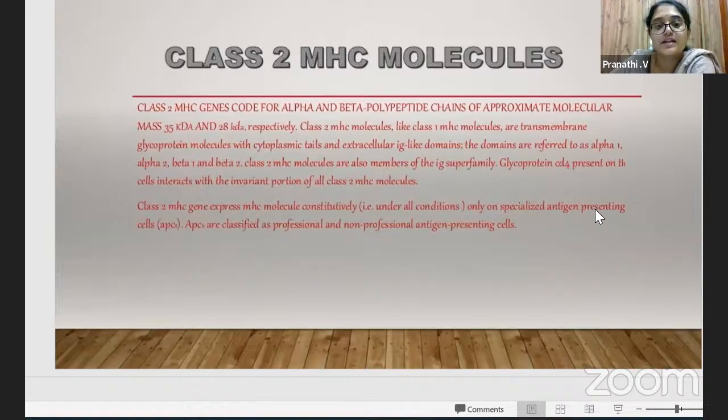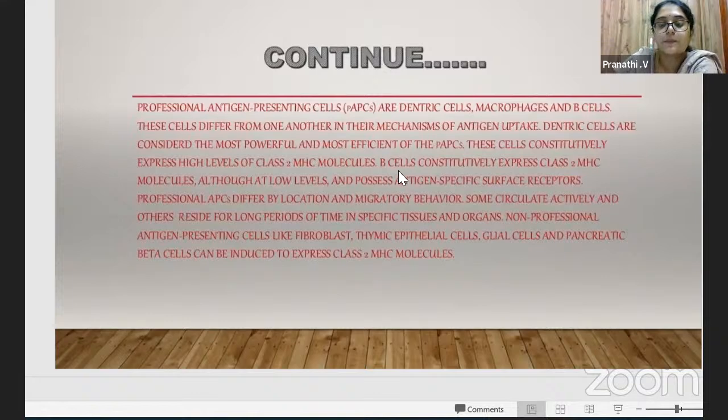And they are found only on the specialized antigen presenting cells. APCs are classified as professional and non-professional antigen presenting cells. These include the dendritic cells, macrophages, and B cells, which differ from one another in the mechanism of antigen uptake. Dendritic cells are powerful antigen presenting cells with high levels of class 2 MHC molecules. B cells have class 2 MHC molecules at low levels, possess antigen specific surface receptors, and differ in location, migration, and behavior.